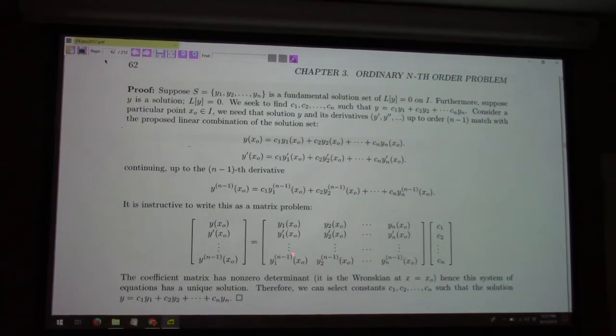But this has a unique solution because guess what? This is the Wronskian of the fundamental solution set, which is an invertible matrix. Well, that's not the determinant of this, the determinant is the Wronskian, but the point is that this matrix has a determinant which is non-zero, which means it can be inverted, and we can solve for that.